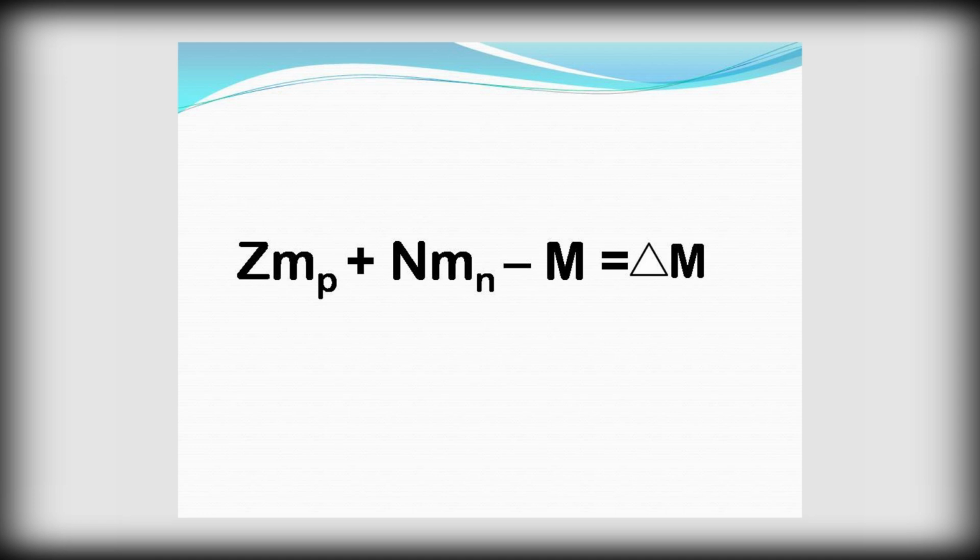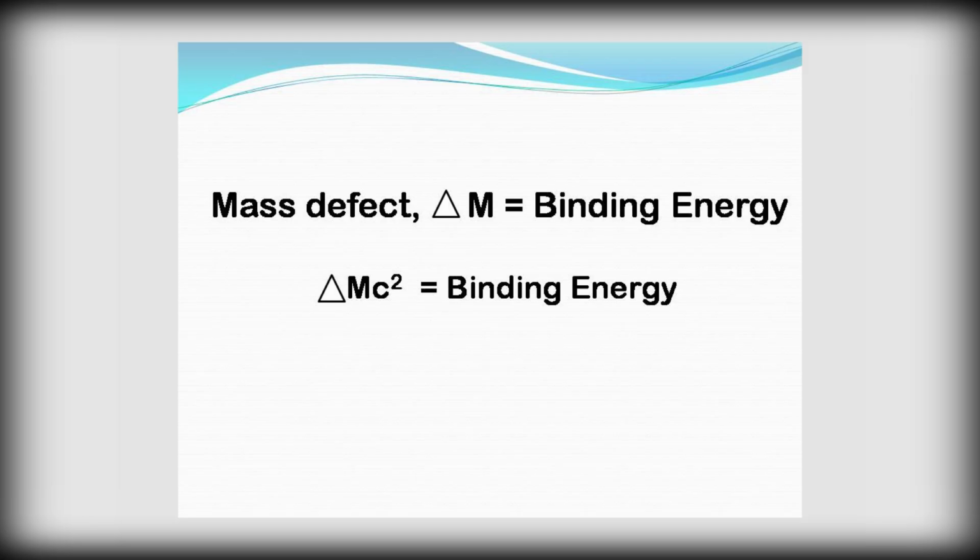Now, where is this mass gone? The disappeared mass delta M is converted into an equivalent amount of energy to bind the protons and neutrons. This energy that is used to bind the protons and neutrons is termed as the binding energy of the nucleus. Let us now convert the disappeared mass, otherwise called the mass defect, into energy using Einstein's mass-energy equivalence. Binding energy is equal to delta M c squared.